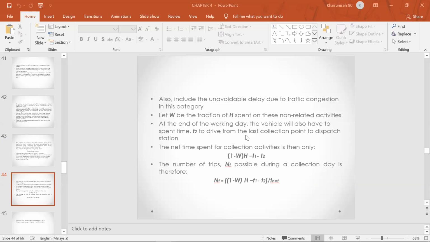At the end of the working day, the vehicle will also have to spend time T2 to drive from the last collection point to the dispatch station. The net time spent for collection activities is then only (1 minus W) multiplied by (H minus T1 minus T2). The number of trips NT possible during a collection day is therefore NT equals (1 minus W) multiplied by (H minus T1 minus T2), divided by T net.